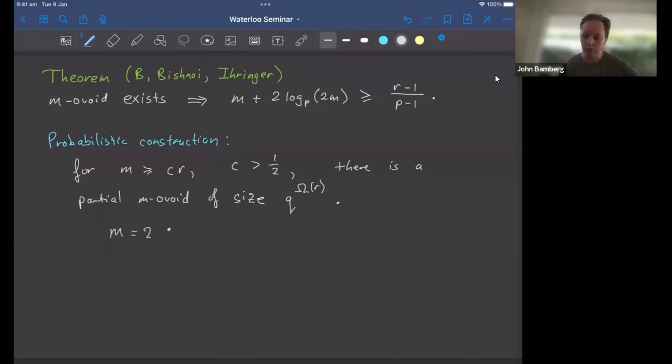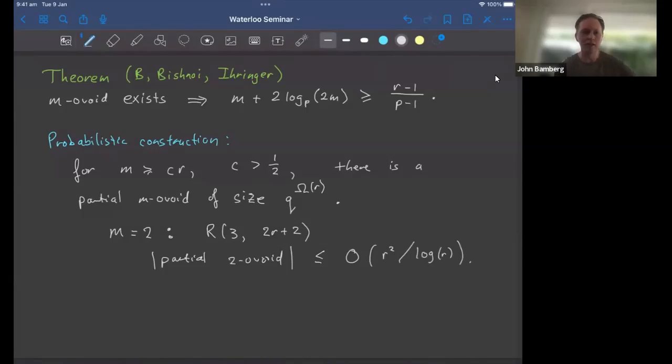For m equals 2, you can do slightly better than this. So we know this Ramsey number, we know something about these Ramsey numbers, I should say, we just know a bit more about these than in general. And we get an upper bound on the size of a partial 2-ovoid. So we get R squared over log R. So there's all sorts of things you can do here.